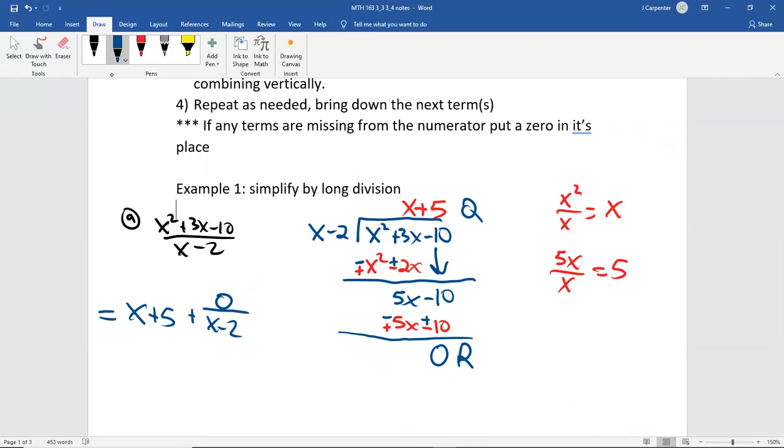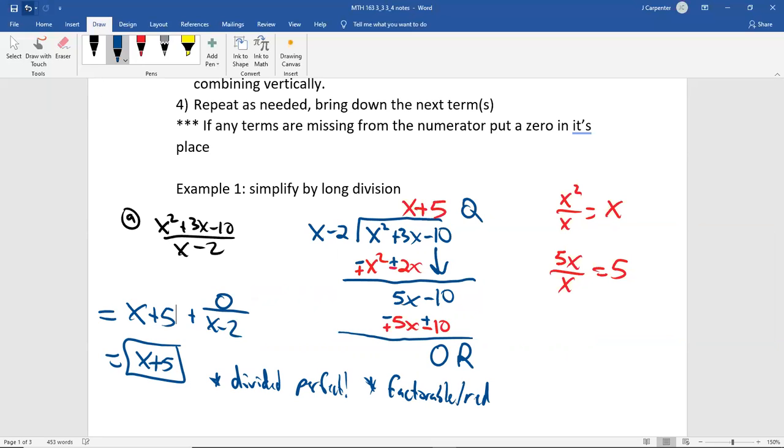Is anyone scratching their head a little? I sure hope so. Do you really need to write 0 over x minus 2? No, 0 divided by anything is 0, so that's just x plus 5. That is our answer. What this means is this problem divided perfectly. What this means is the original problem was factorable and it would reduce.